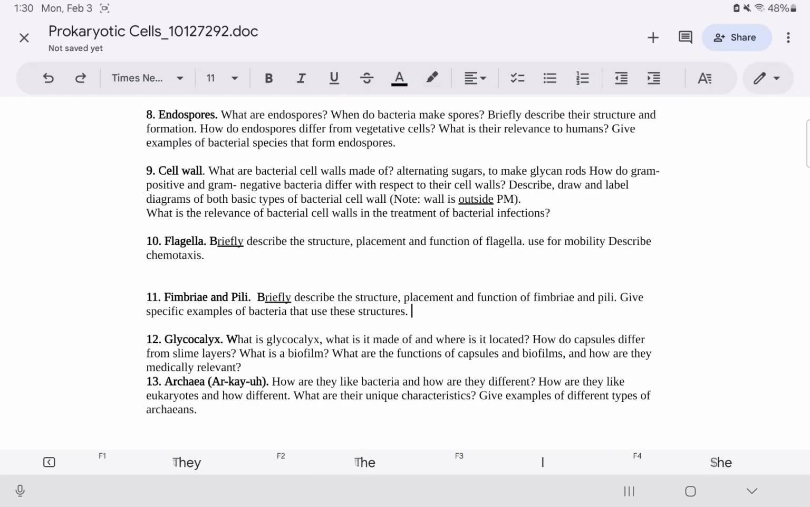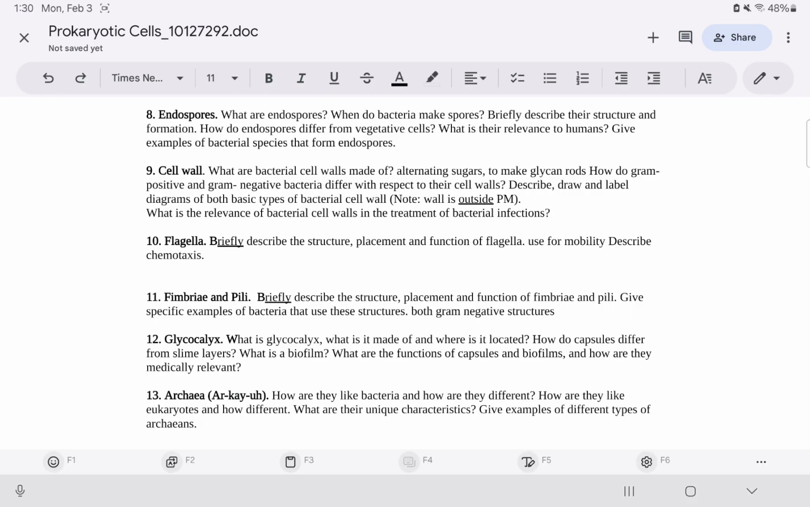Okay, glycocalyx. Sorry, fimbriae and pili. Describe the placement and function. Fimbriae and pili are both gram-negative structures, and they are there for attachment. They act a lot like Velcro. E. coli in the intestines.